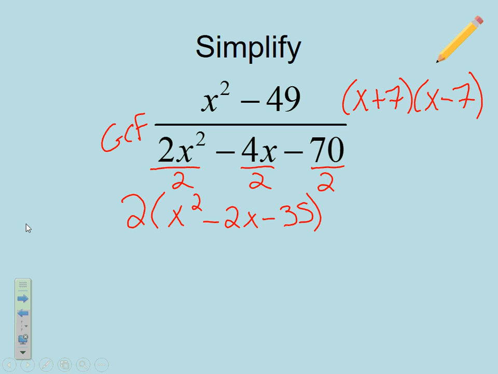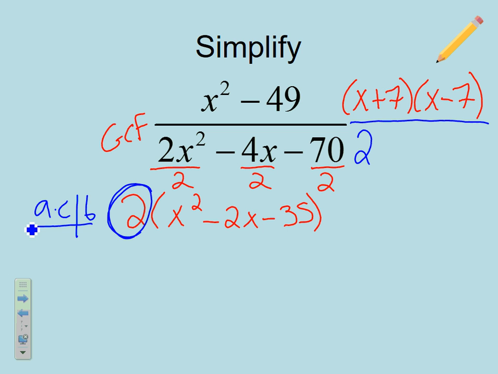Now I can AC it. And if we want to really quick, we can't forget about this 2. So if you want to make sure you write it down right away, you can. Okay? That has to go with our answer at the bottom. Now I'm going to do AC. So A times C has to add up to B. So 1 times negative 35 is negative 35. 2 numbers that add up to negative 2. In our case, that's going to be negative 7 and 5.